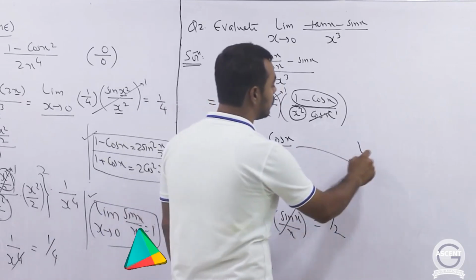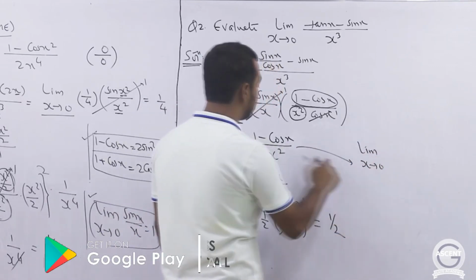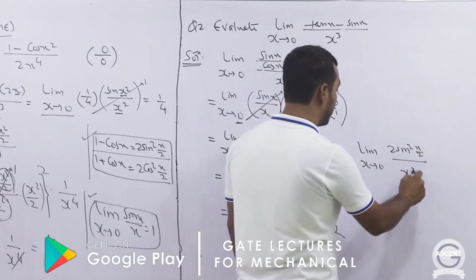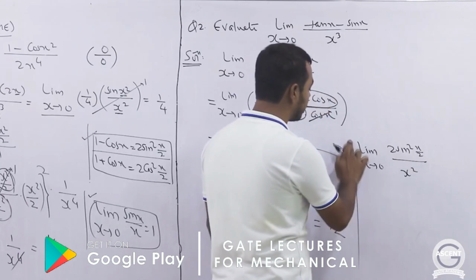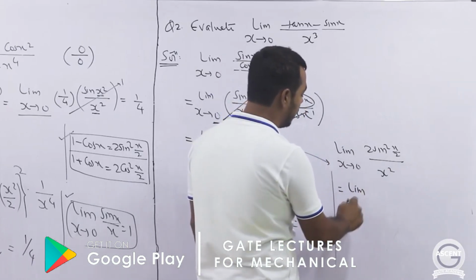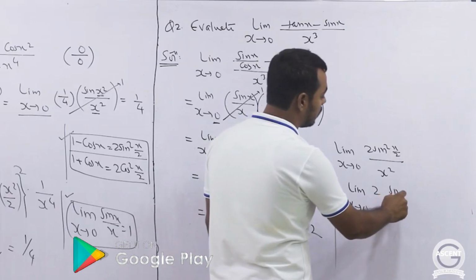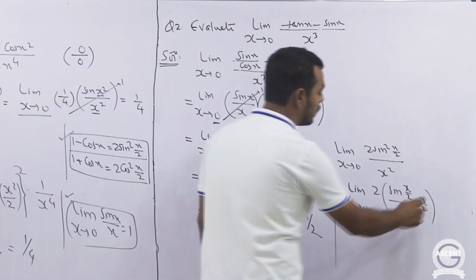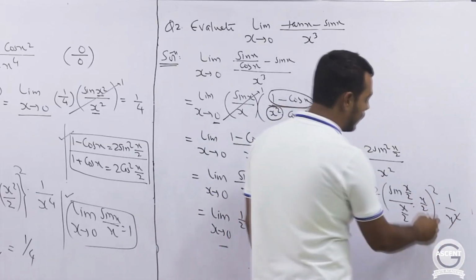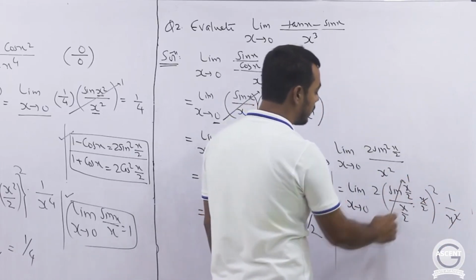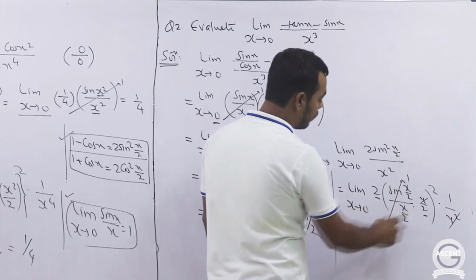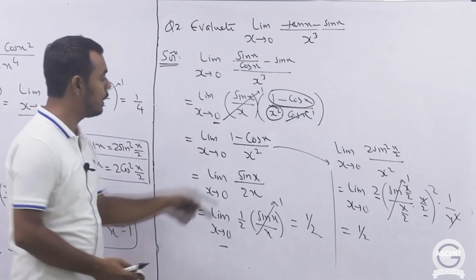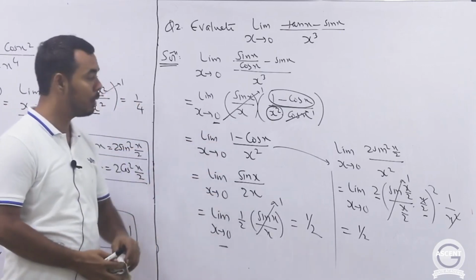You can also solve this using the second approach, using the trigonometric identity, 2 sine square x by 2 by x square. So this will be limit x tending to 0 of sine x by 2 by x by 2, whole squared, times 2 by 4, and x square cancels, this will give us 1. Finally you will get 2 by 4, which is 1 by 2. So either you can solve using that trigonometric identity, or after this step apply L'Hopital rule.